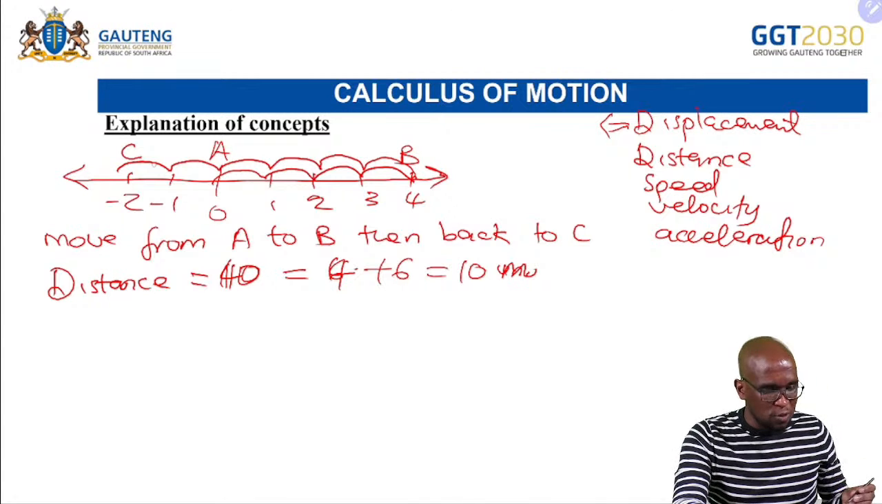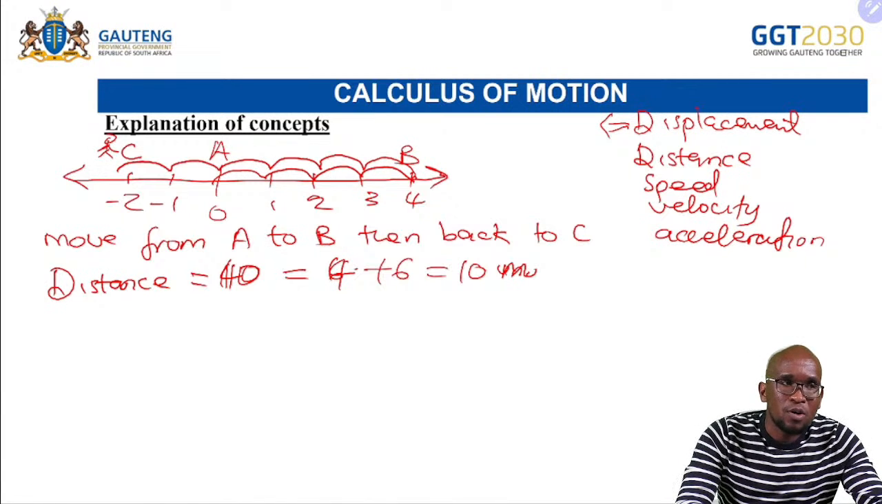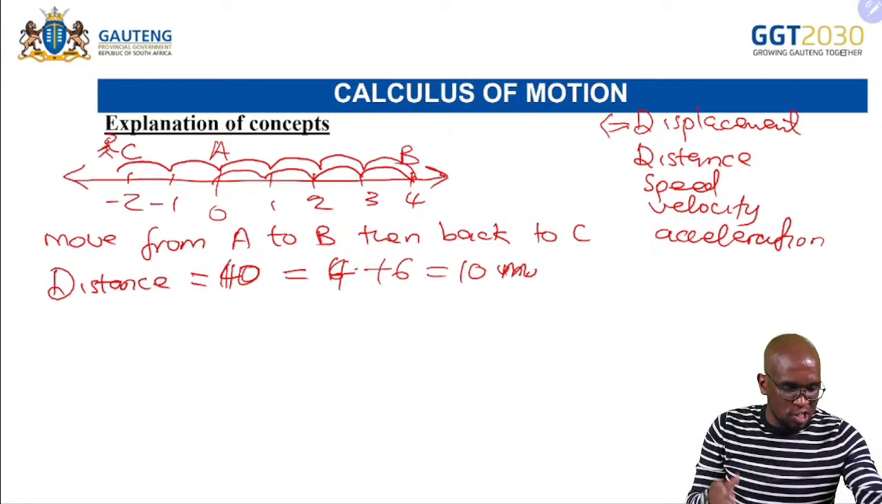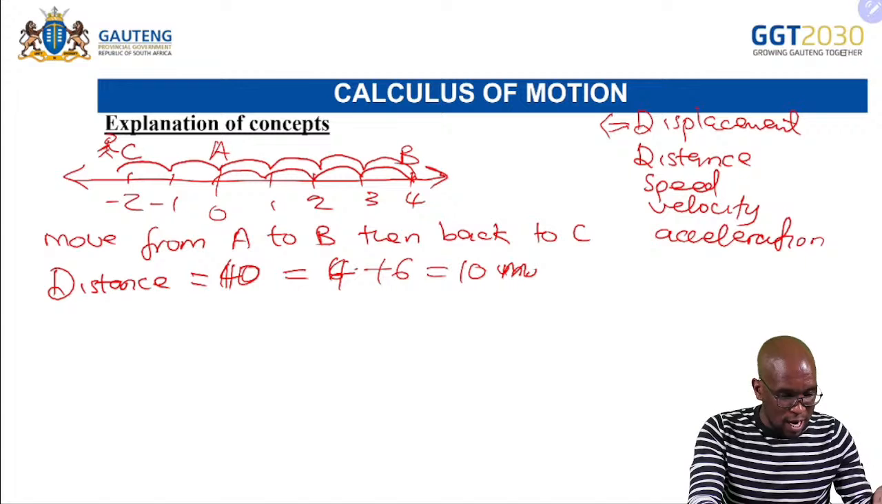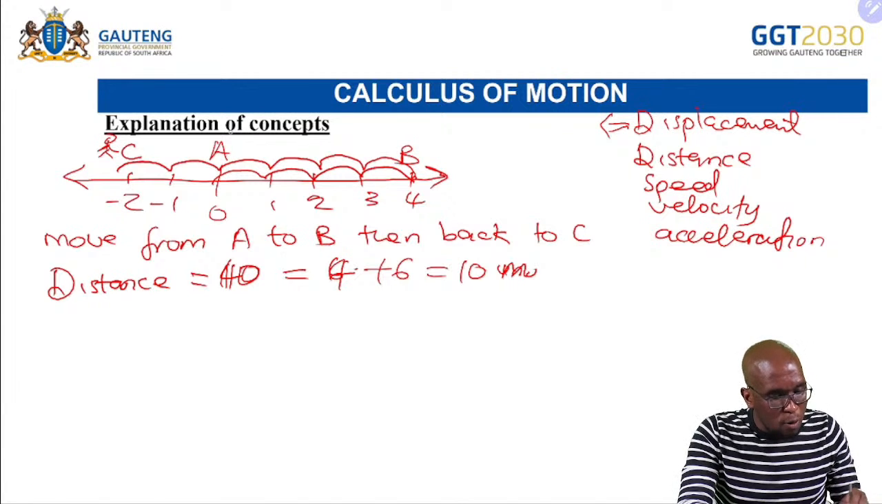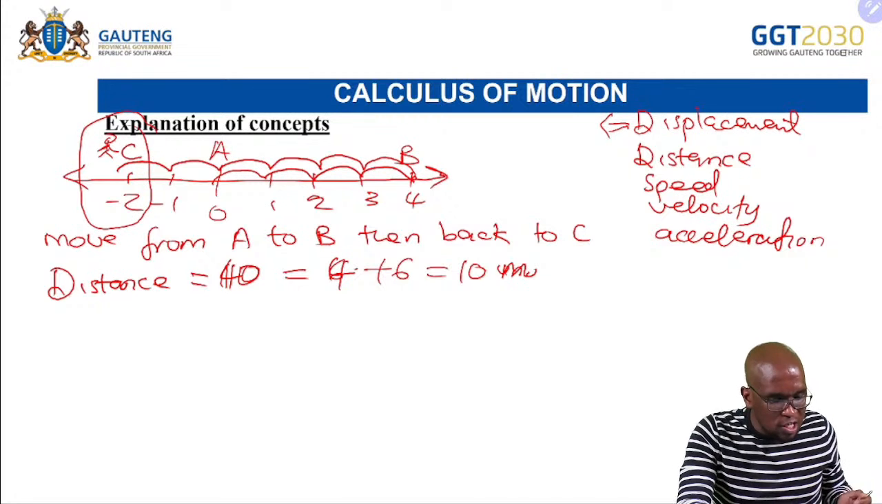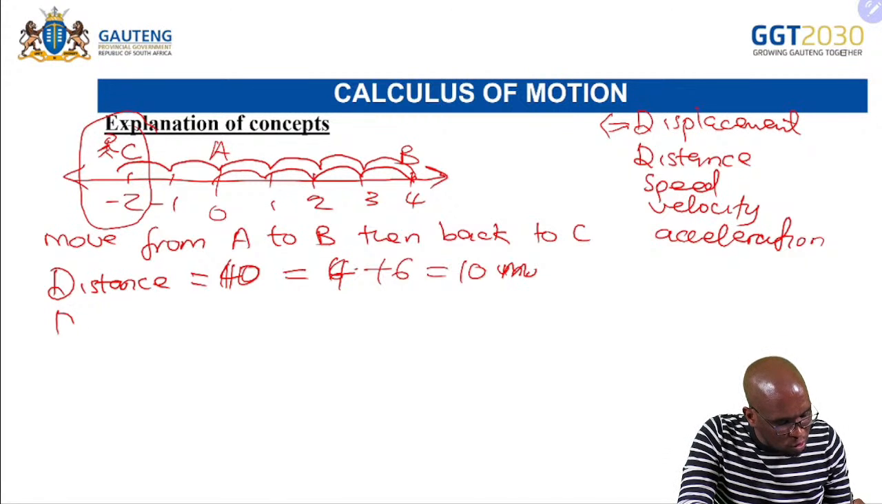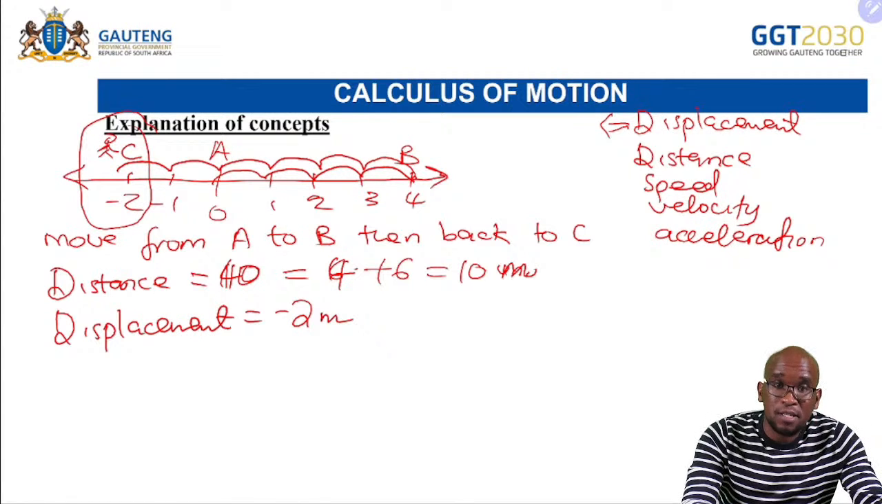But the displacement, remember now you are on point C. So the displacement should describe your position. So it's change in position from where you started to where you ended. So if you check now, your position is now at C, and at C, the position is -2. So the displacement would be equals to what? -2 meters, whilst the distance is equals to 10 meters.